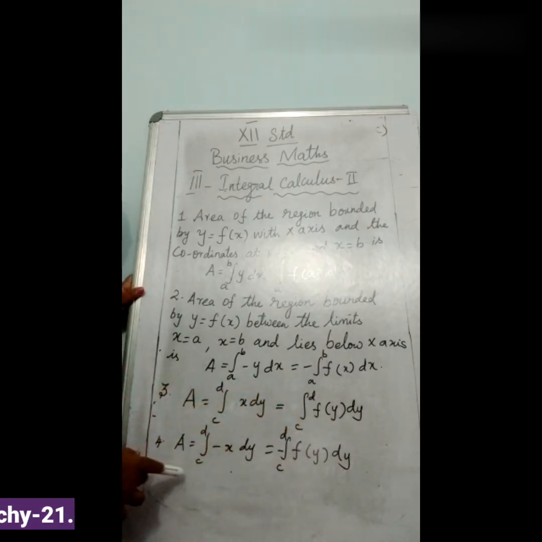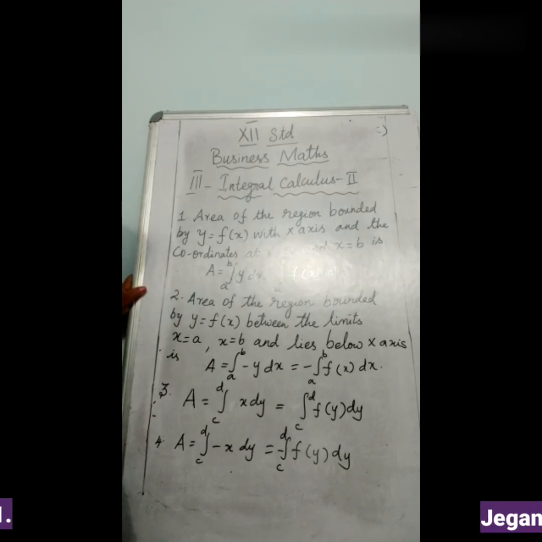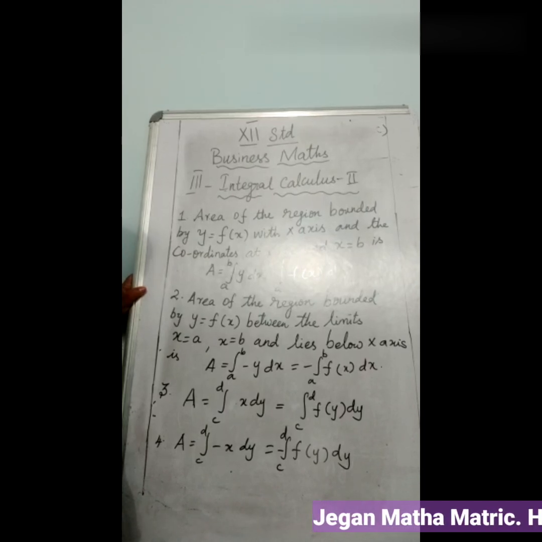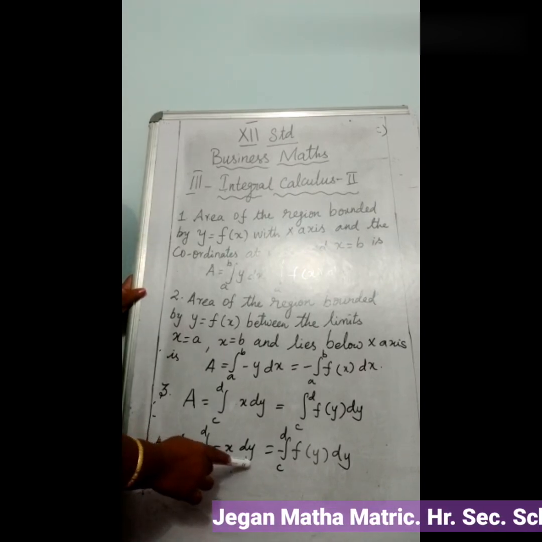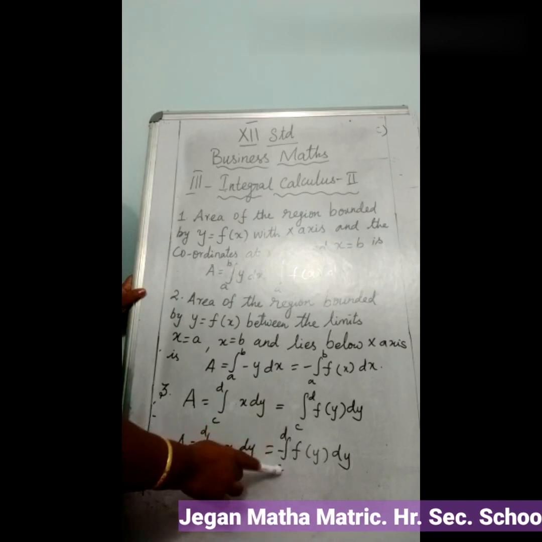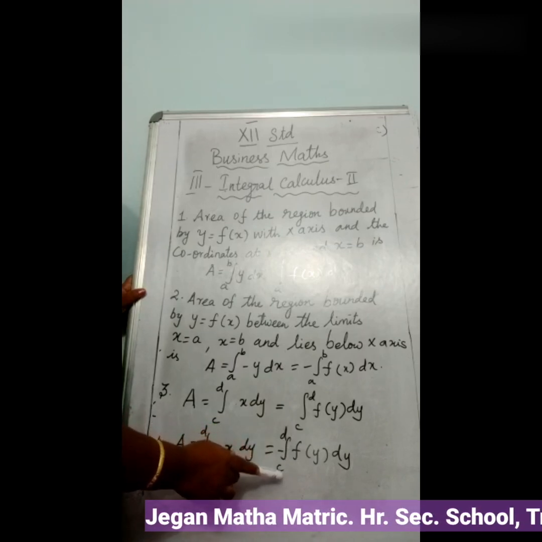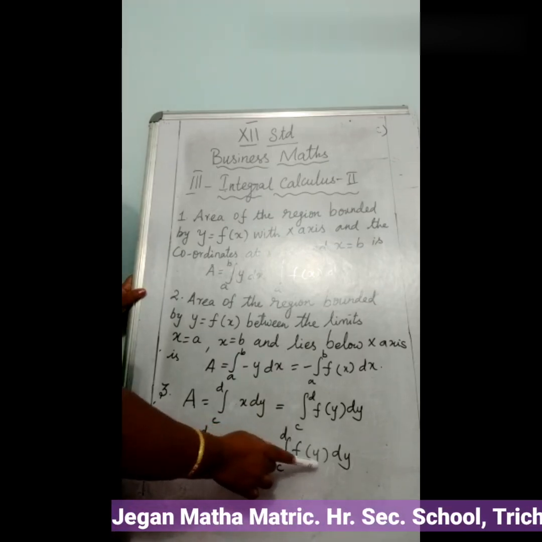And fourth one, area bounded by x = f(y) between the limits y = c, y = d with the y-axis and the area lies to the left of the y-axis is A = integral of c to d of -x dy = -integral of c to d f(y) dy.